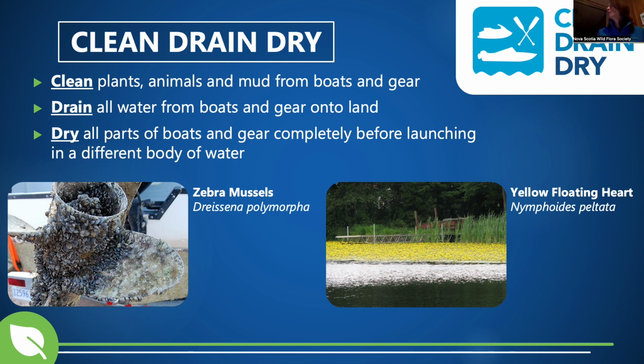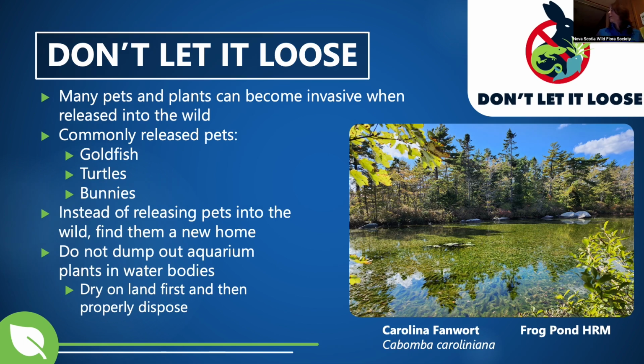into a different body of water, as many invasive plants and other organisms can move around on boats that have not been cleaned. I know tonight we've been mainly talking about invasive plants and other pests, but zebra mussels is another important one. Just to briefly mention, it has been found in New Brunswick. It's not in Nova Scotia, but it is really important to clean, drain, dry to prevent further spread of that particular species.